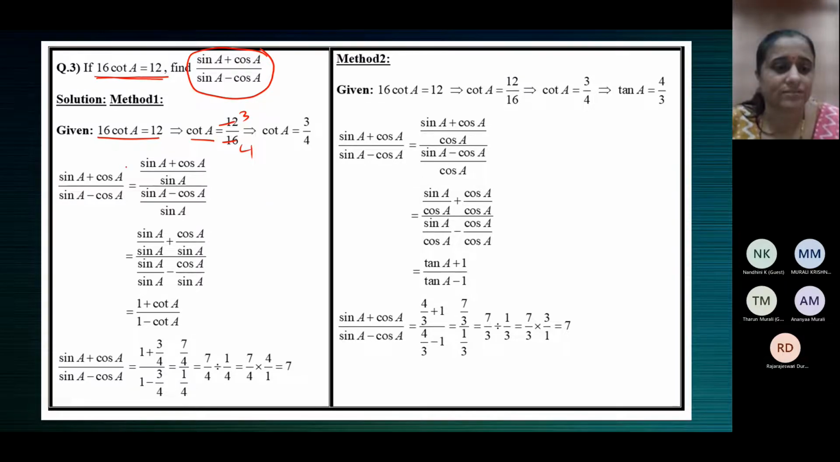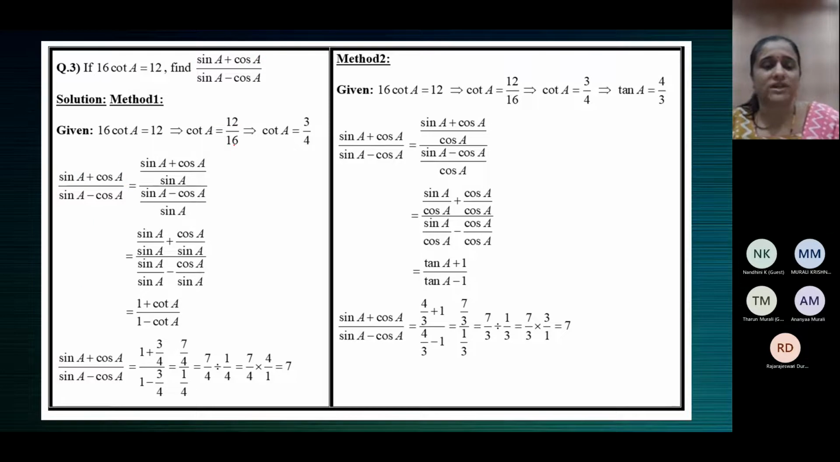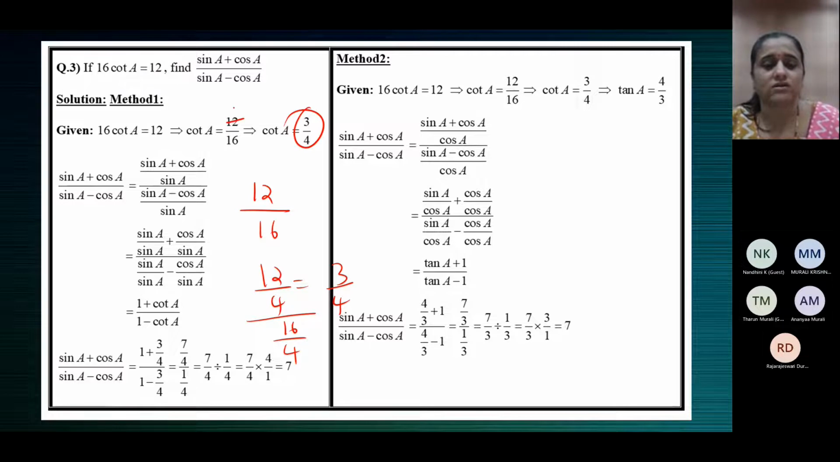Now we need to find (sin A plus cos A) by (sin A minus cos A). Divide both the numerator and denominator by sin A. That's what we do here also. How do we simplify 12 by 16? We divide the numerator by 4 and the denominator by 4. 12 by 4 is 3 and 16 by 4 is 4. That's how we get 3 by 4, because we're dividing the numerator and denominator by 4.